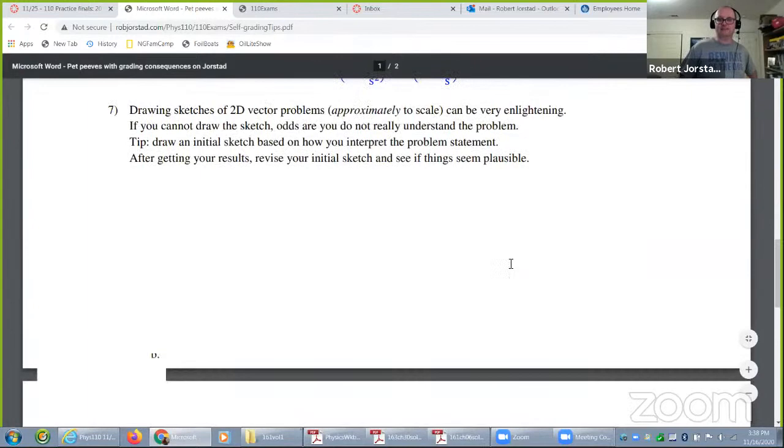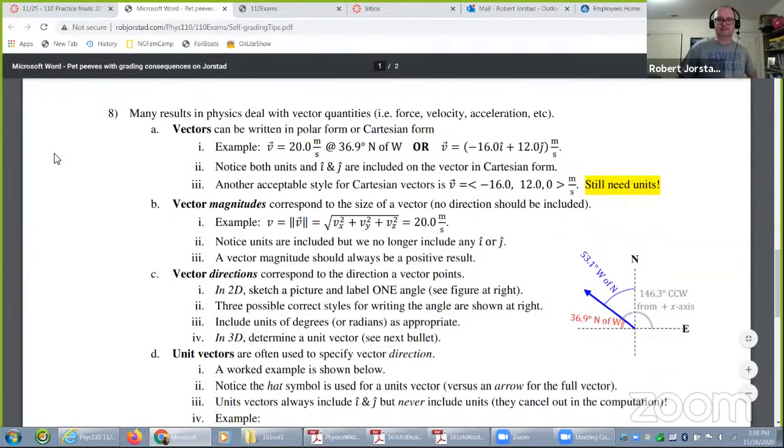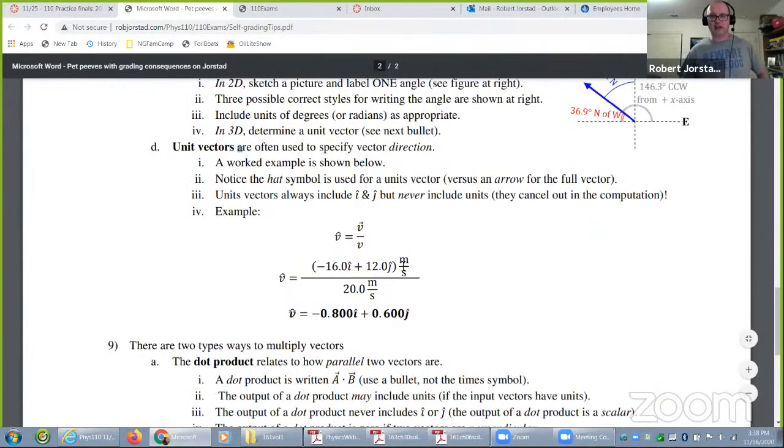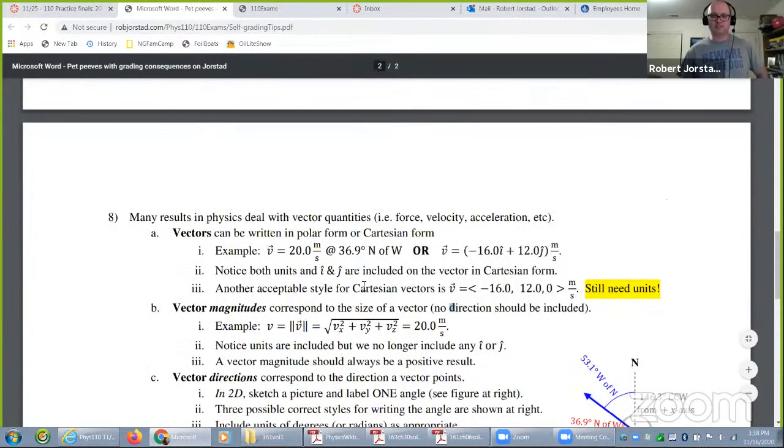What about the I-hats and J-hats and units? Here are the rules for vectors, magnitudes, directions, and unit vectors. Unit vectors have no units because they drop out, but they do have the I-hats and J-hats. Vector magnitudes have no I-hats or J-hats, but they do have units. And the vector has both.